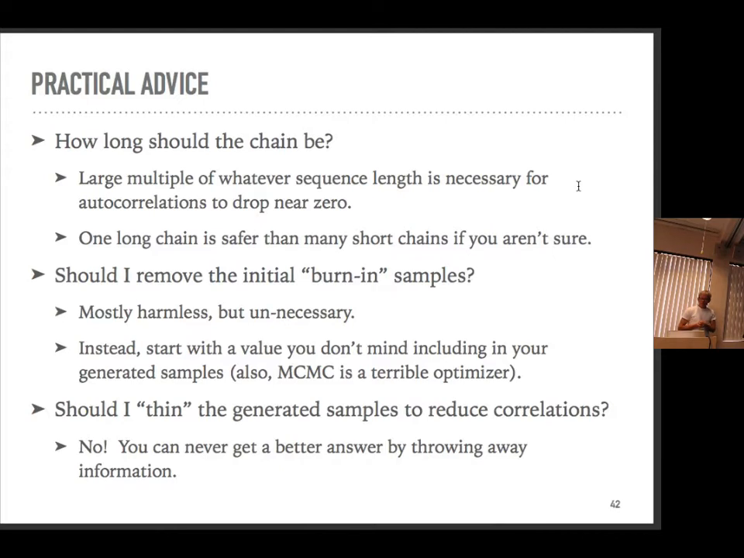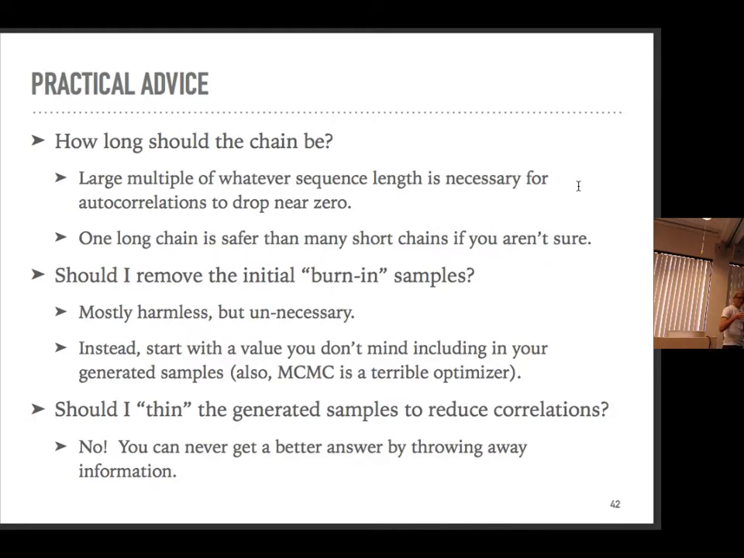So how long should the chain be? You've got something every time you call this update routine. How many times should you call it? So the answer is that you need to generate a large multiple, let's say 5 or 10 times, whatever length of sequence is necessary for the autocorrelations to drop to 0.